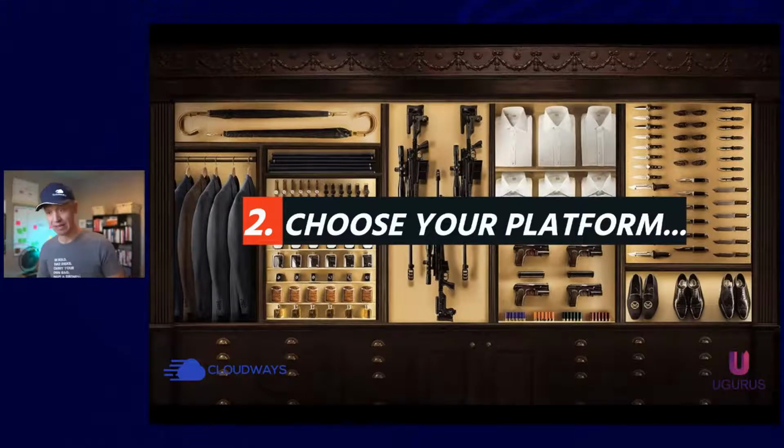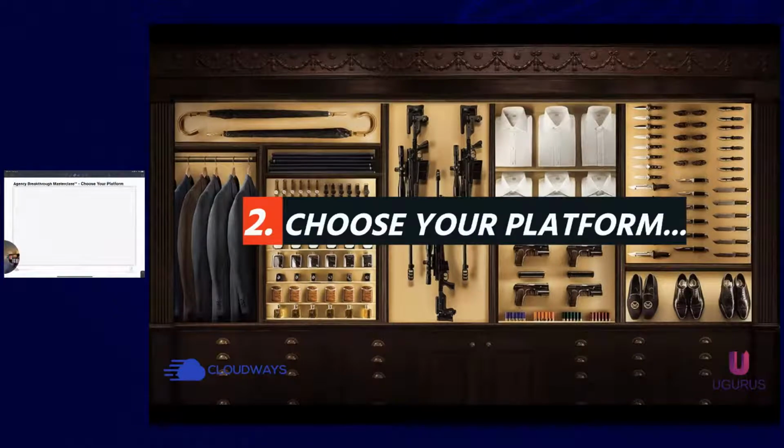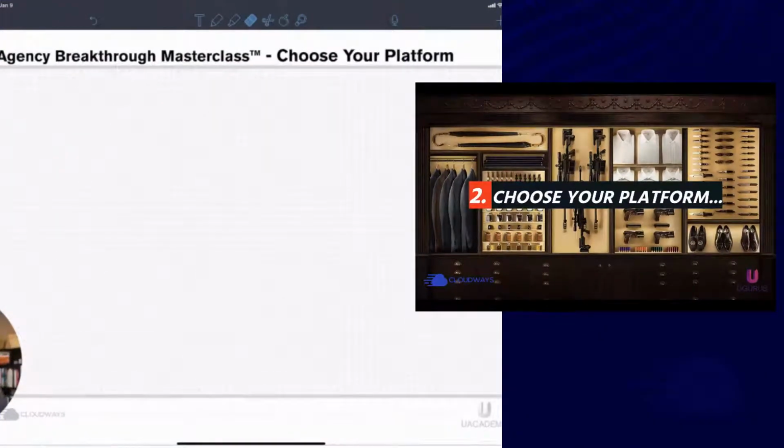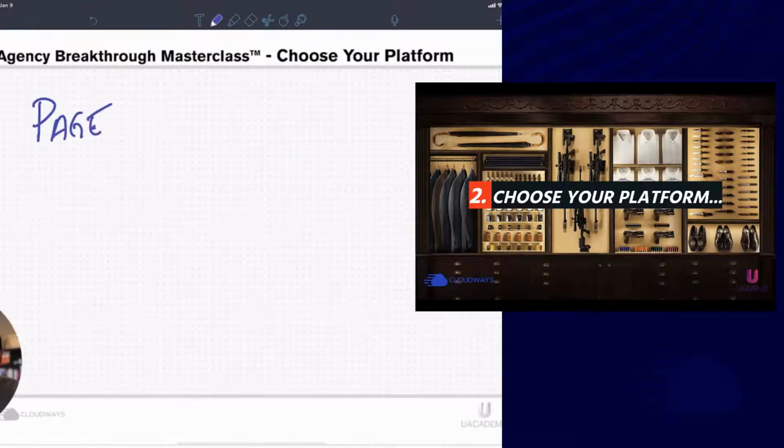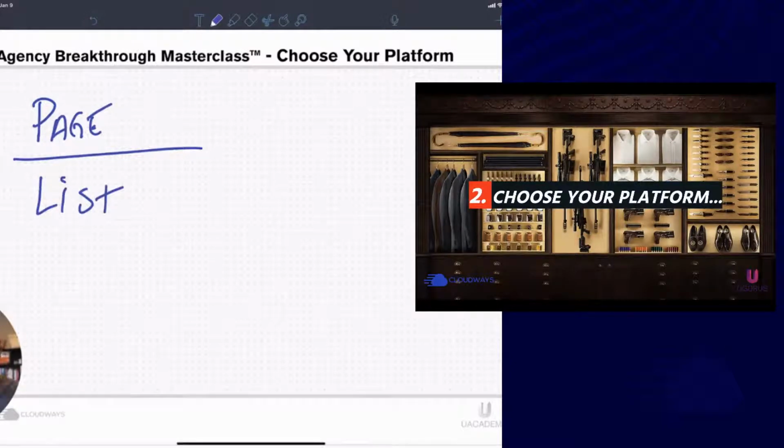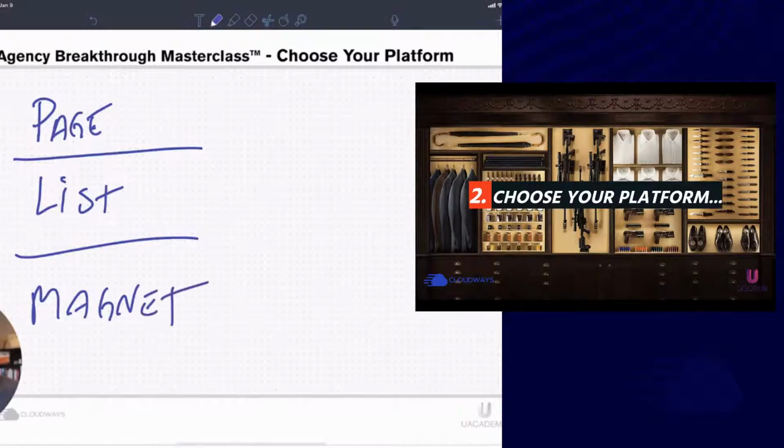So when you look at your platforms, I want you to think about a couple of key things. Number one is you need some way to build a page, right, that your lead magnet hangs out on. You need some way to capture your list. You need some way to build your magnet. And the simpler that you go with this stuff, the better, right?